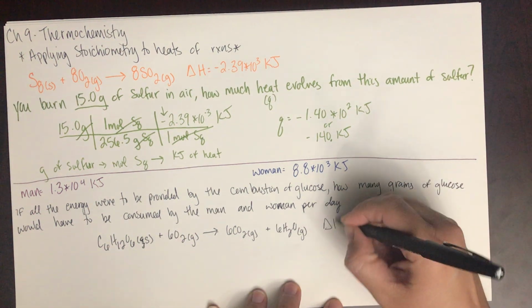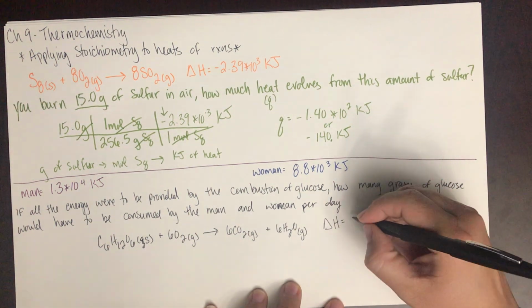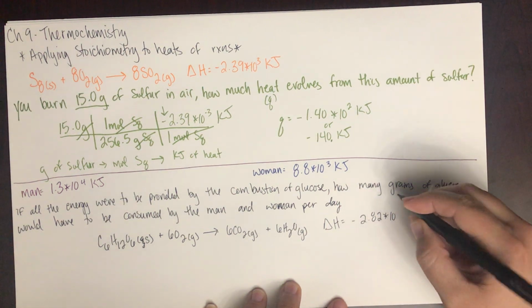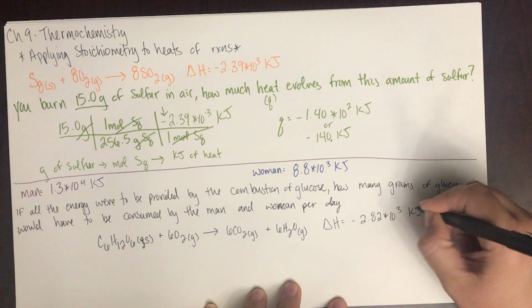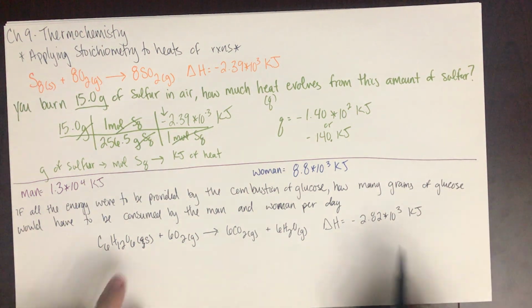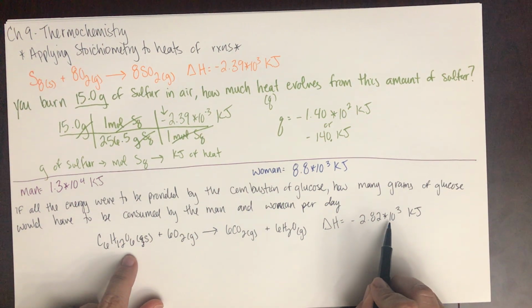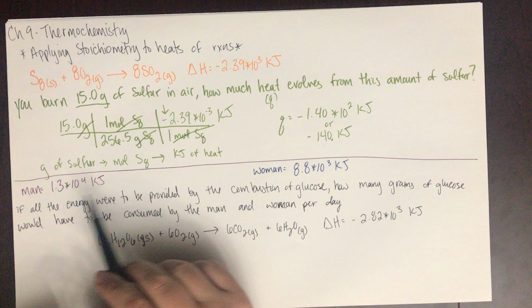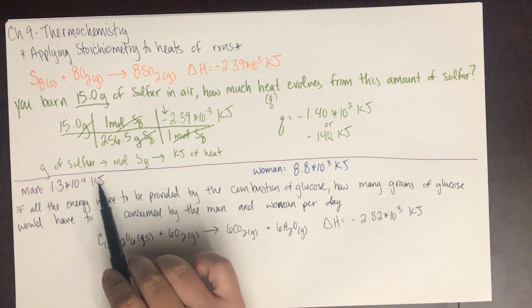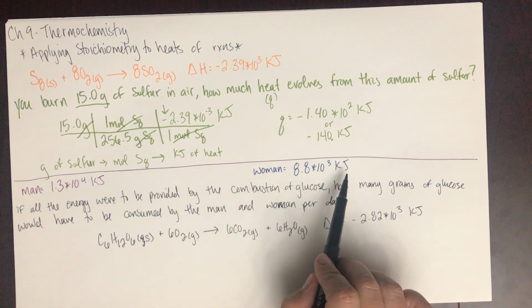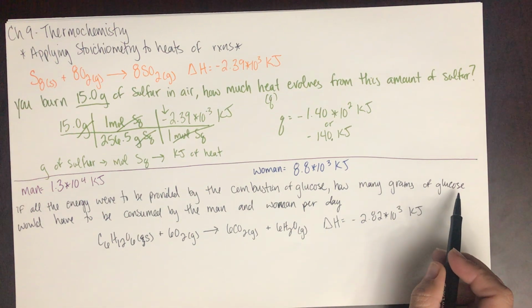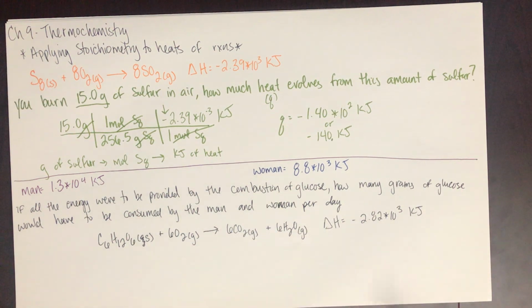So the enthalpy change here is negative 2.82 times 10 to the 3rd kilojoules. This is the amount of energy that is evolved for 1 mole of glucose. A man needs this many kilojoules of energy. A woman needs this many kilojoules of energy. We want to know how many grams of glucose are we going to need to consume to make those amounts.